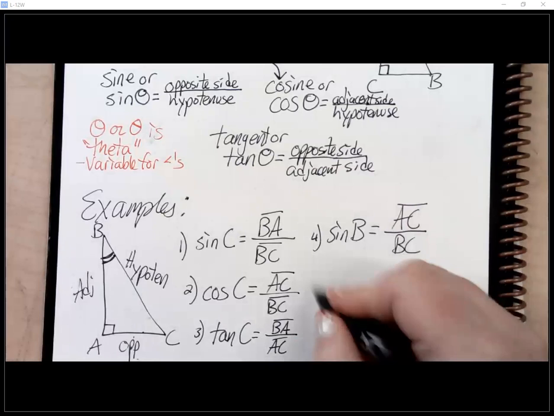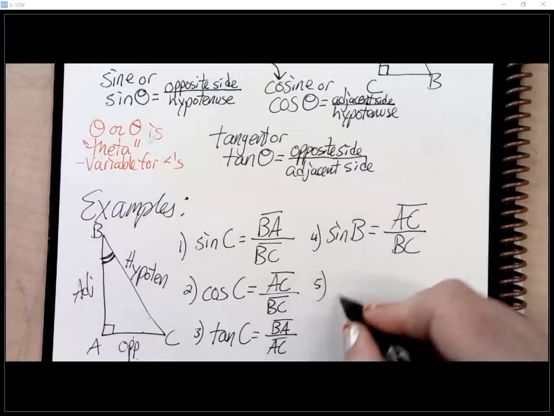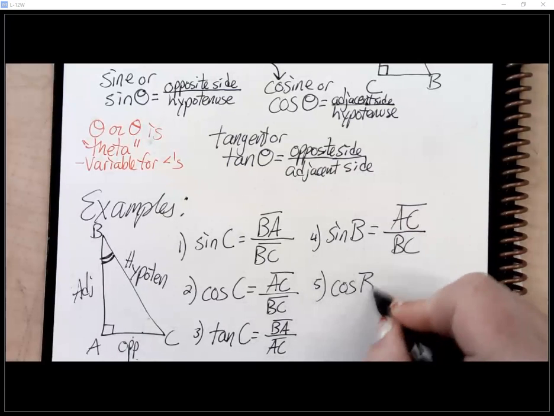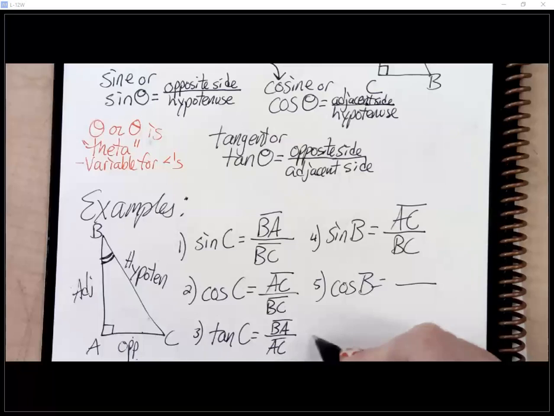Okay, so go ahead and try cosine of angle B. And lastly, do tangent of B.